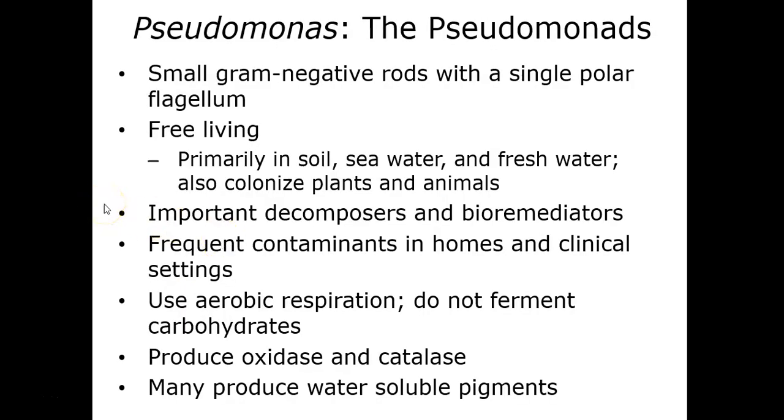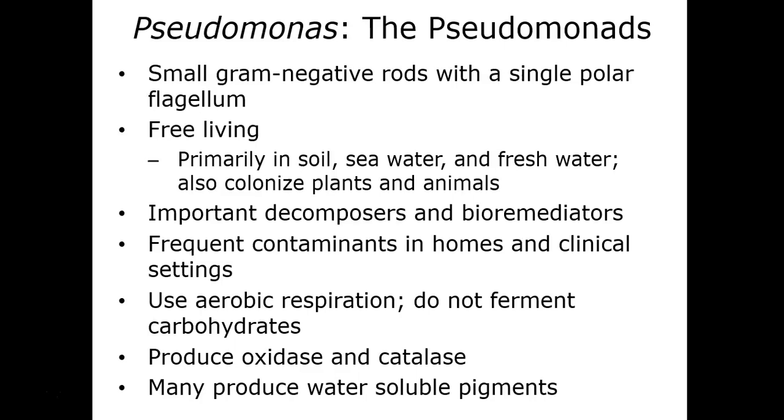So we're going to start first talking about the pseudomonads. Specifically, we're going to talk about Pseudomonas, and this is actually a really interesting organism in that it has a lot of different characteristics to it. These are extremely small gram-negative rods. They are motile. They do possess a single polar flagella for movement.